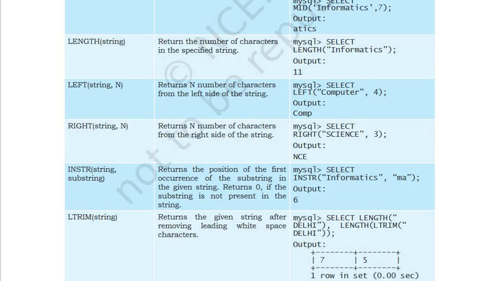INSTR returns the position of the first occurrence of the substring in the given string. Look at informatics, MA. So what is the position of MA in the string? It is 6. If the substring is not present, it returns 0.